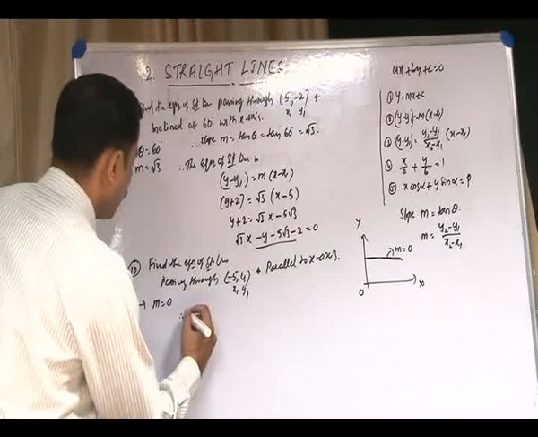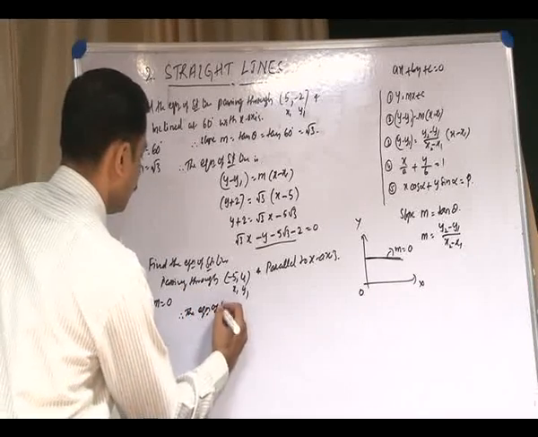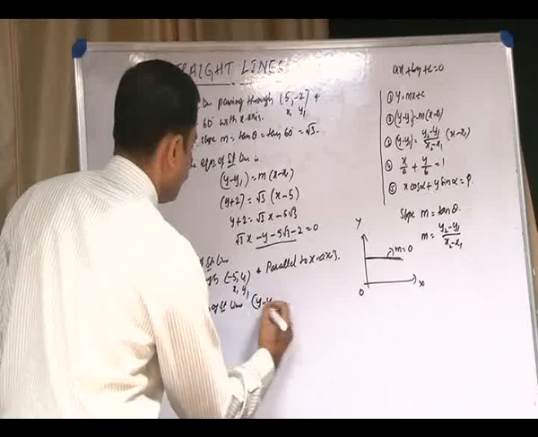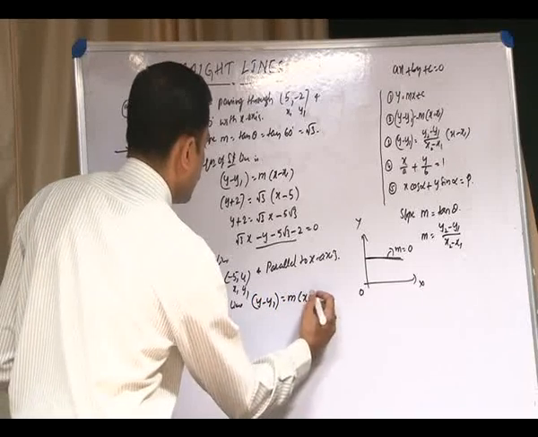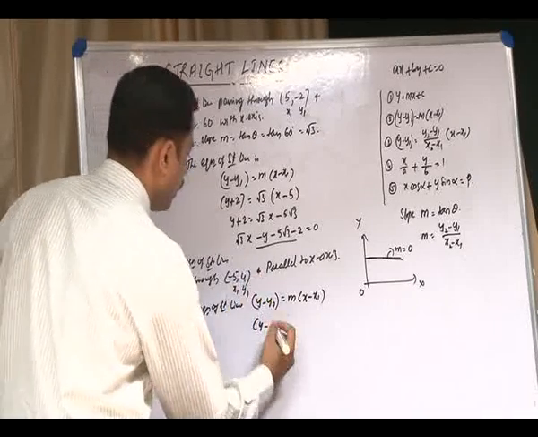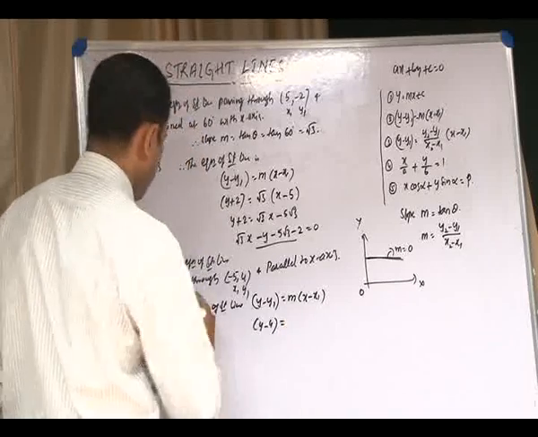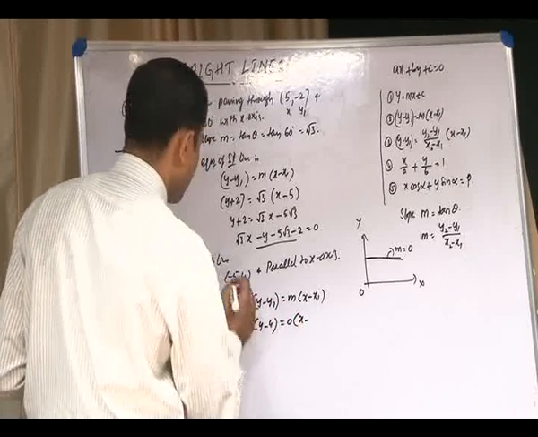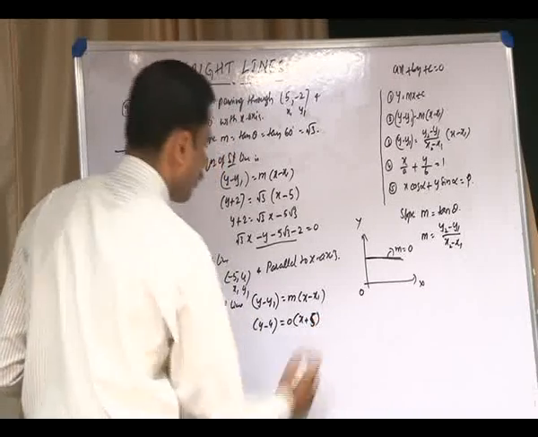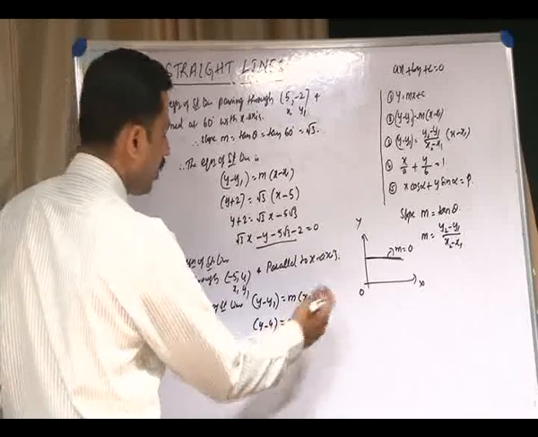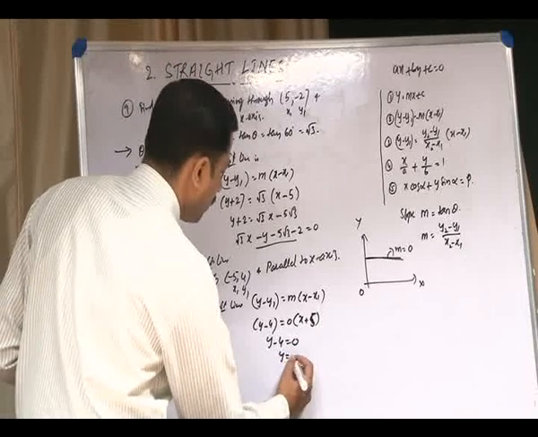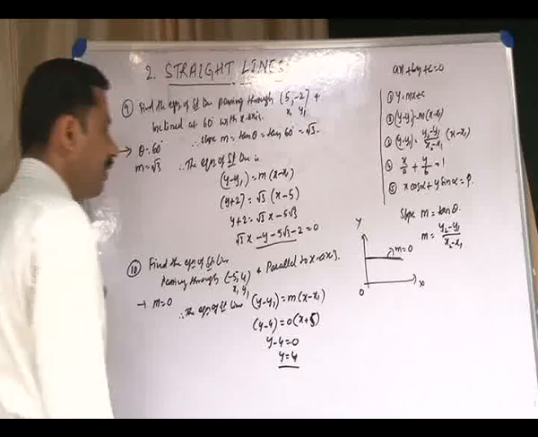Therefore the equation of a straight line is y-y1 is equal to m into x-x1 formula. So I will substitute: y-y1 is y-4 is equal to m is 0 into x-x1 is x+5. Minus of minus is plus 5, but here m is 0, and 0 into anything is 0. Therefore y-4 is equal to 0, or you can write y is equal to 4.